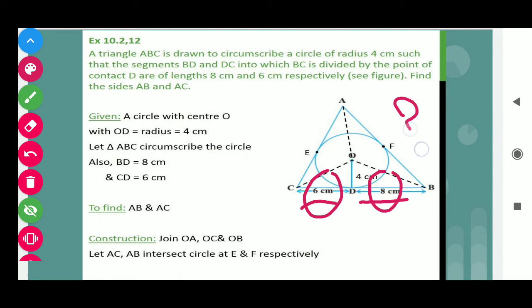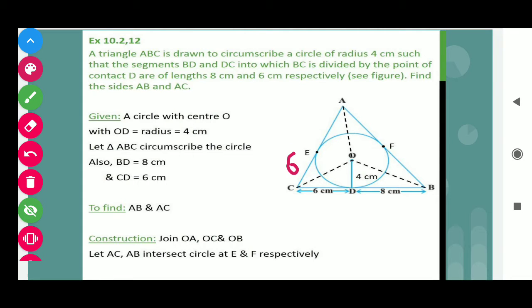Students, हमें इन sides को find करना है. इसके लिए मैं आपको सिंपल सा एक मेथड बताती हूँ. आप देख सकते हैं कि C एक एक्सटर्नल पॉइंट है and from an external point if we make tangents then they must be equal in length. So students, CE must be 6 cm.